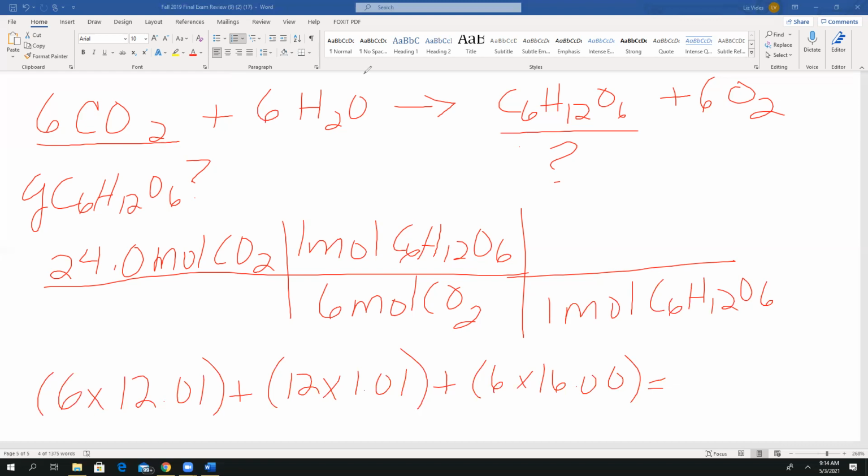Okay. So I'm going to change it on mine to 6. There we go. So it's 6 times 12.01 plus 12 times 1.01 plus 6 again, right? Times 16.00. That gives us 180.18 grams per mole. Okay, that goes up here.